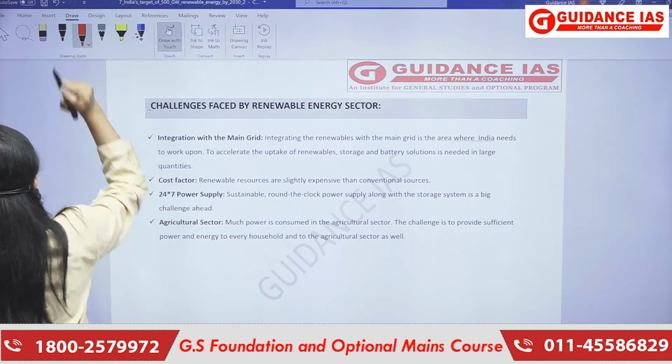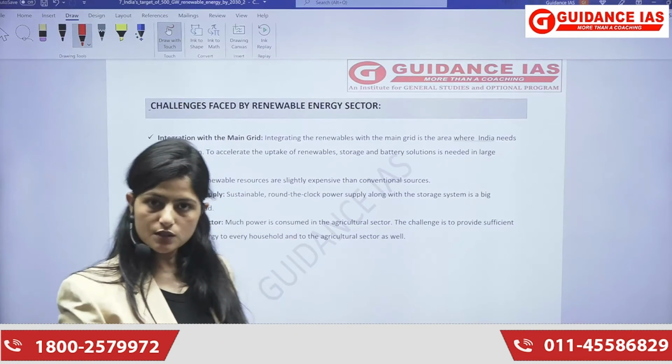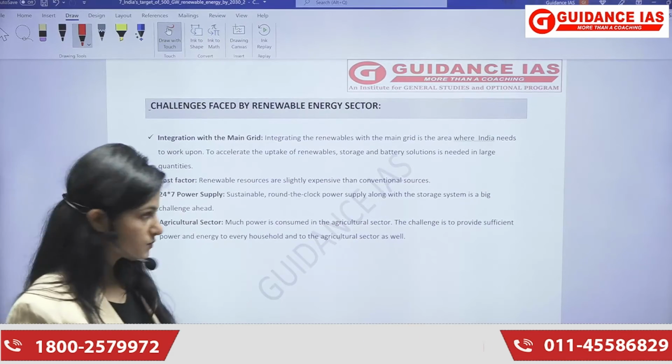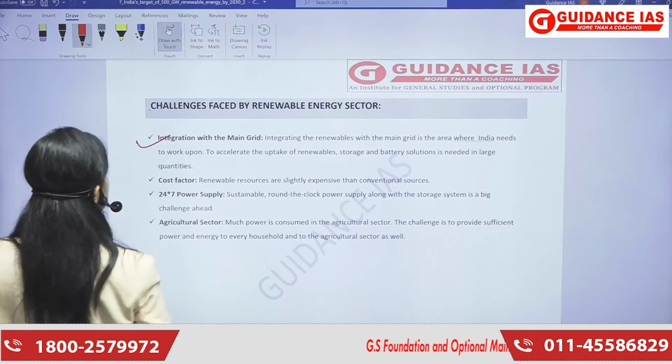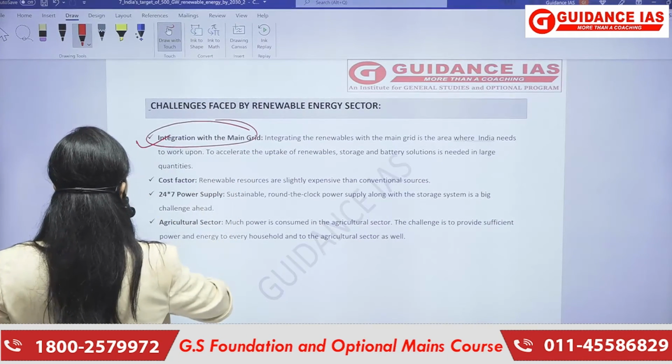Of course, with anything, especially when we go to implement it, there are certain challenges we face. Same goes with renewable energy. The renewable energy sector is also facing certain challenges. First, there is a problem in its integration with the main grid, okay? This is what the first challenge talks about.